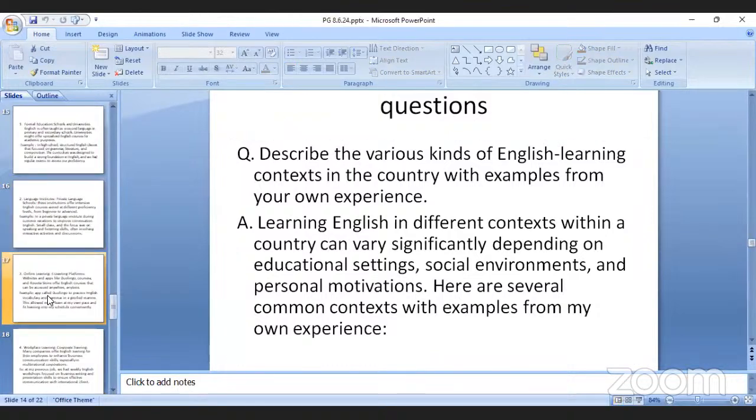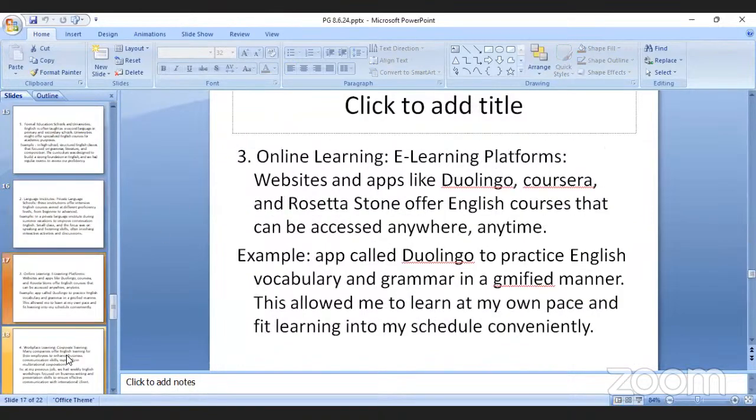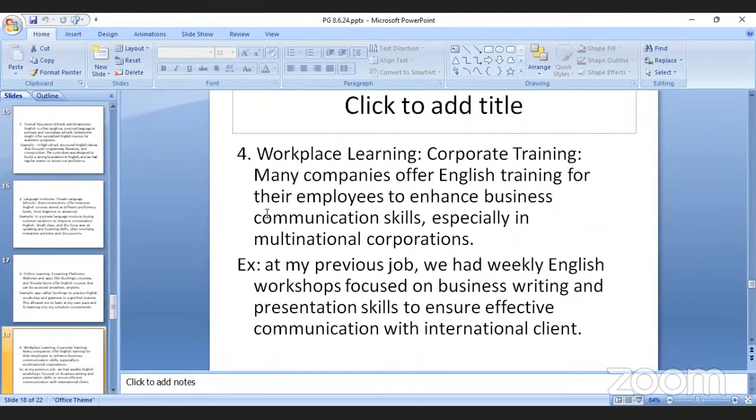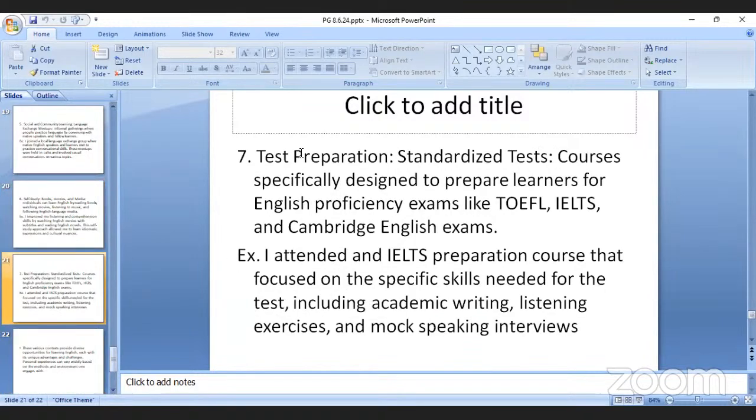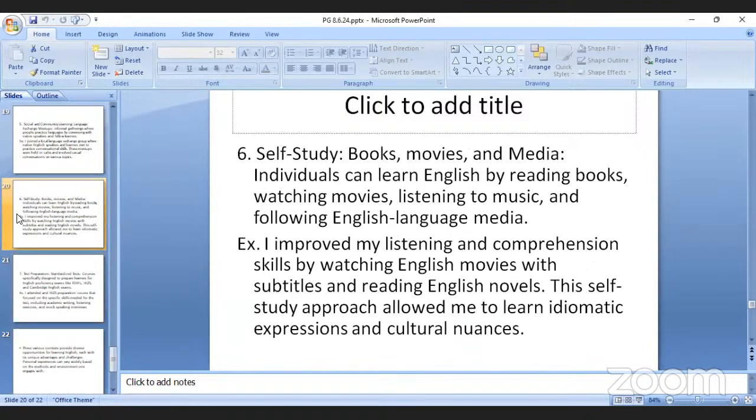So we have different contexts. The online learning context is there. Some people learn through online. Some people learn through workplace learning, so in corporates, they give training to enhance their business communication skills. Then test preparation is there. Self-study is also there. In the self-study context, people learn the English language through books, movies, and media. These come under learning from books, movies, and media.